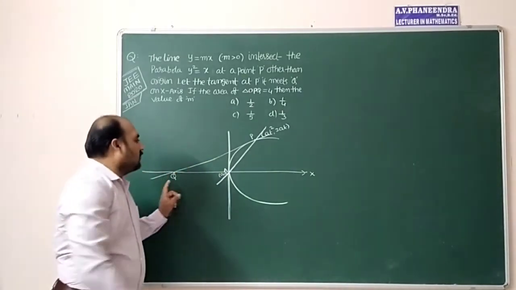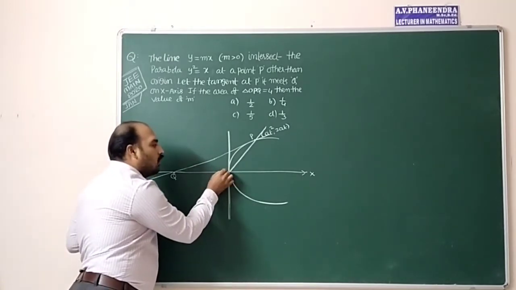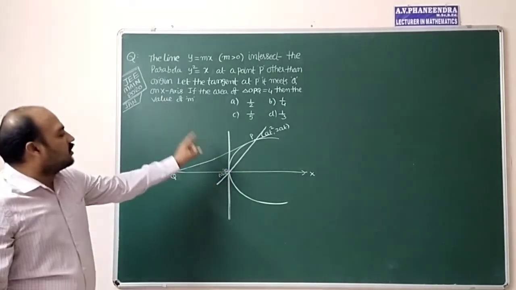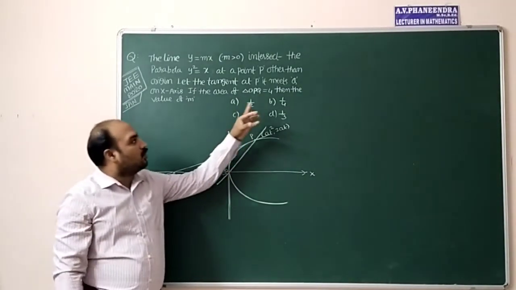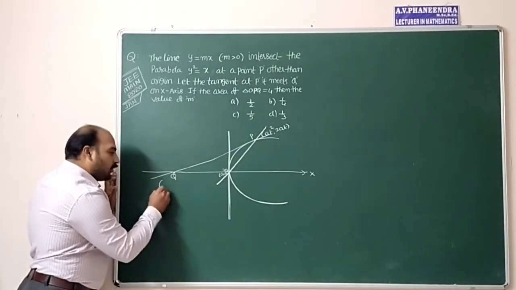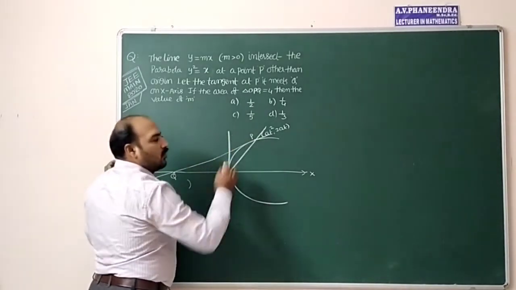Now in the triangle, this is the vertex, and we can assume that it is O, because according to the question it is the origin. So we got triangle OPQ here. This area is equal to 4. But how do we get the value of Q? The P value we got already.